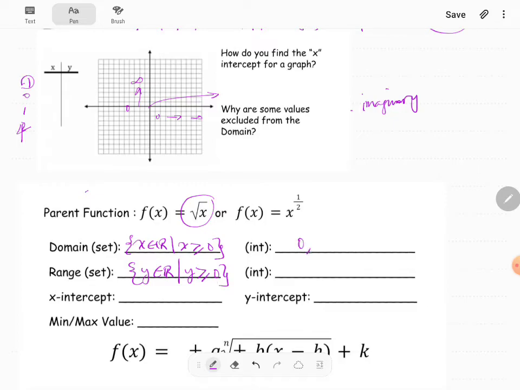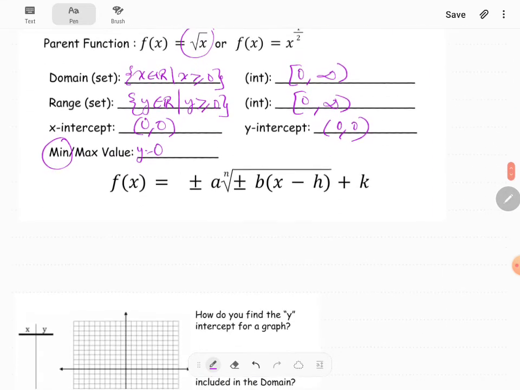In interval notation, you're experts in this field. Okay. Now both are intercepting the x and y axis at the origin. Okay. This graph has a minimum value at 0. Right. So all of this is about the square root function, the parent function of square root functions.